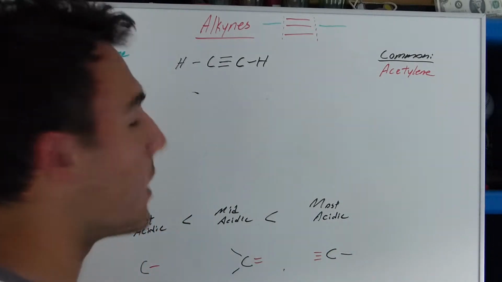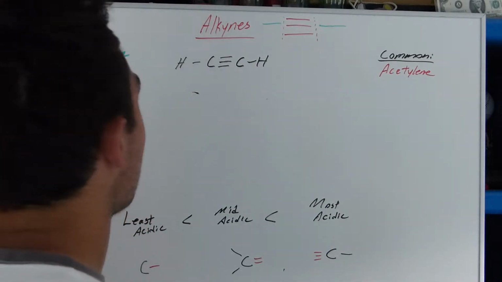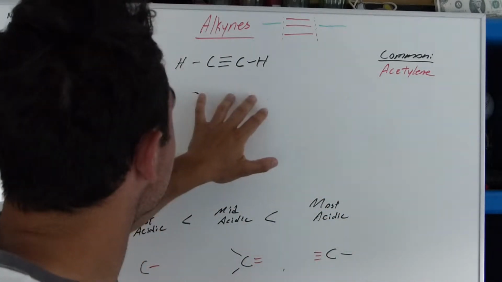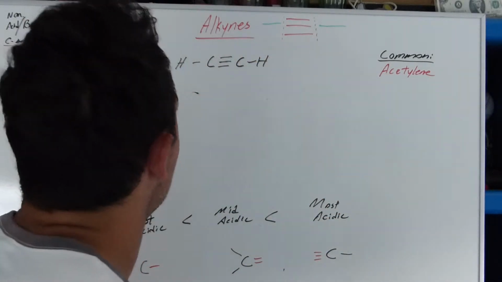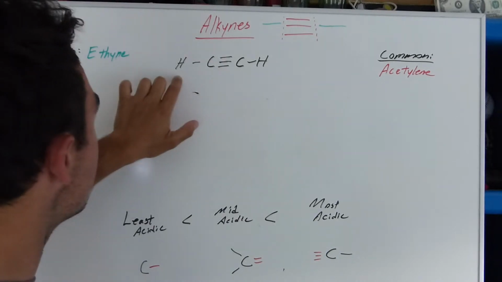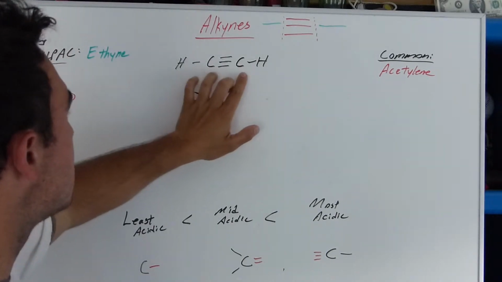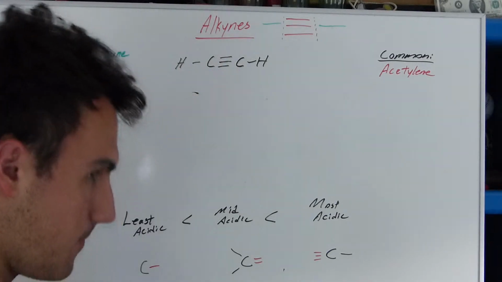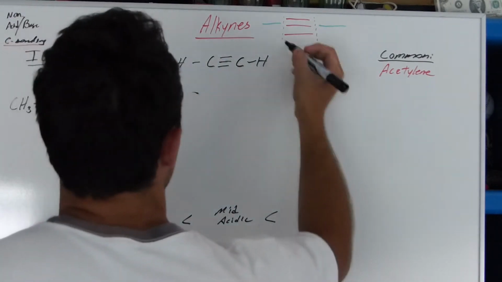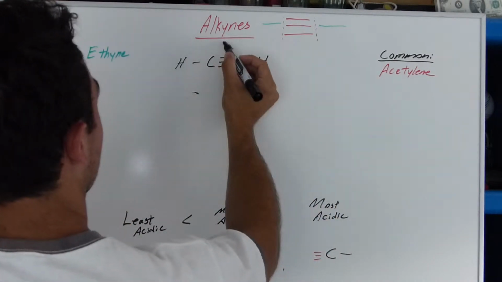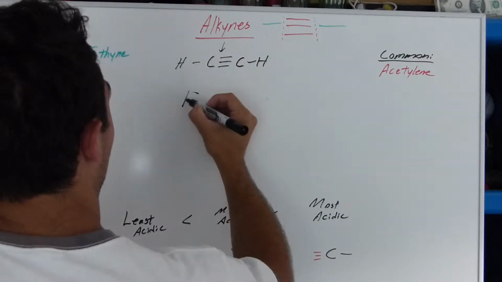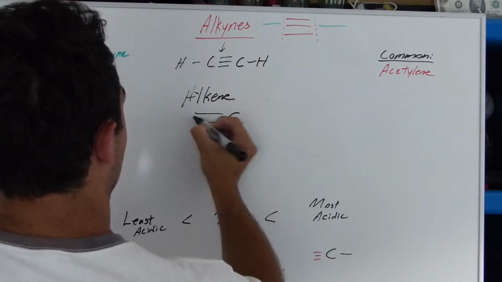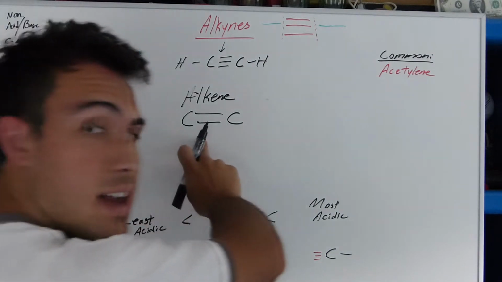So, what is an alkyne? An alkyne is a 3-bond base. So, as we see right here, we have a hydrogen and a hydrogen on the other side, and then here's 2 carbons. In between the carbons are 3 bonds. So actually right up here, this is an alkyne. Below, I want to draw an alkene, which is a double bond, which is used a lot in chemistry.